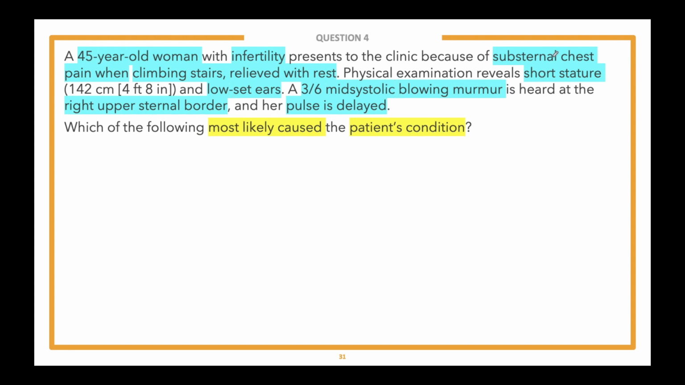Again, demographics. A 45-year-old woman, they tell us that she has infertility. Whenever they give you something right off the bat like that, it's always important to take note of it. They give us some other symptoms and signs of why she came to the clinic. Always important to make note of that. We get some interesting physical exam findings, obviously some cardiac findings since this is our cardiac pathology session, and then a delayed pulse. So what's most likely causing the patient's condition?